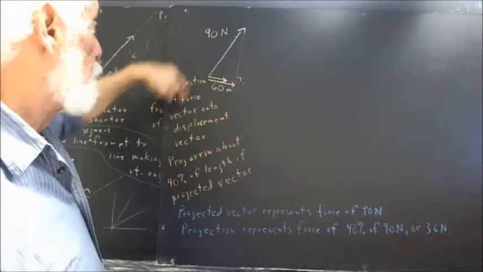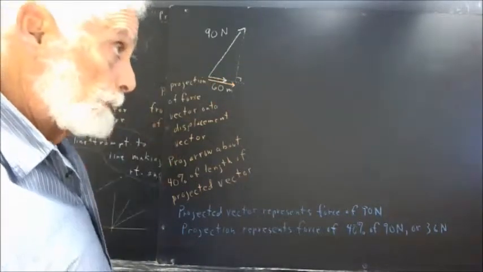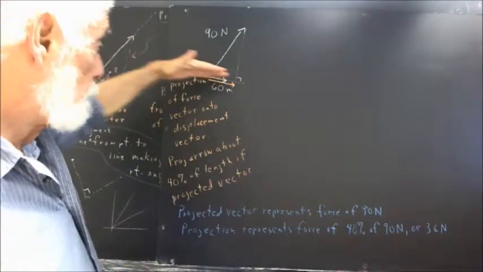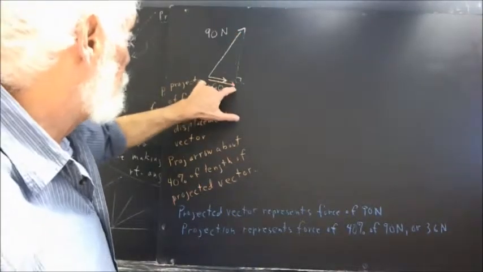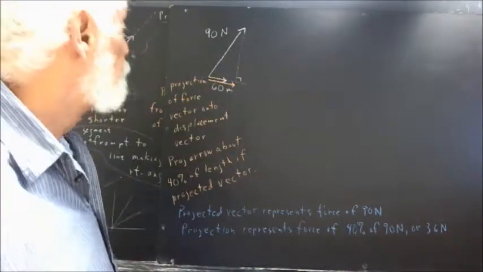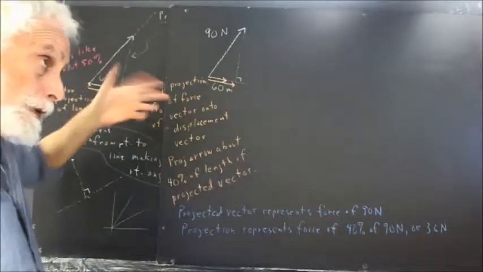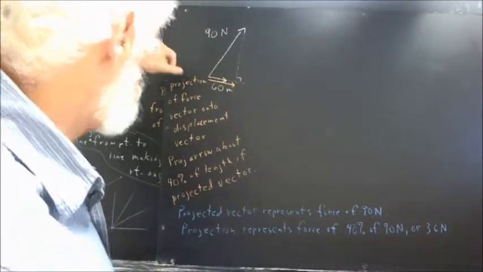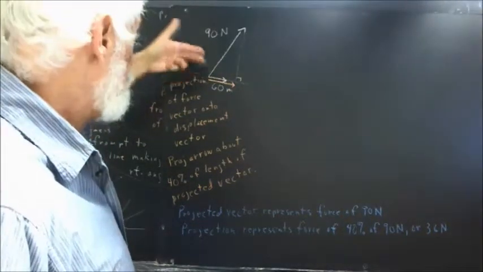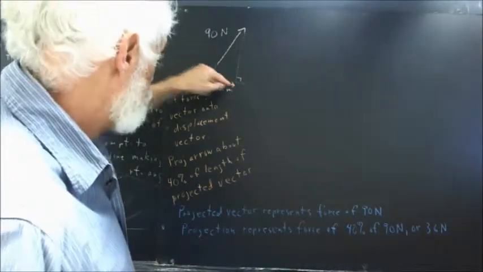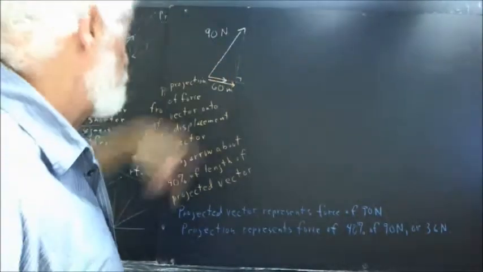The projection of the force vector onto the displacement vector, 60 meters in this direction being a displacement vector. So that projection is represented by this orange arrow, and appears to have, to my eye, and you can have your own opinion, you're as likely to be right as I am, my opinion is it's around 40% the length of the vector that we projected.